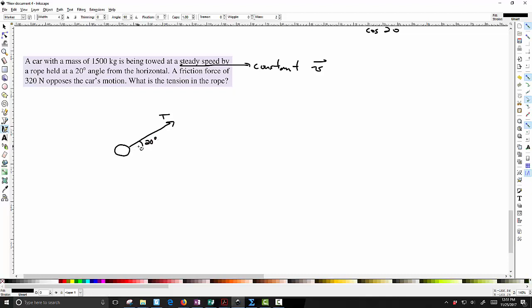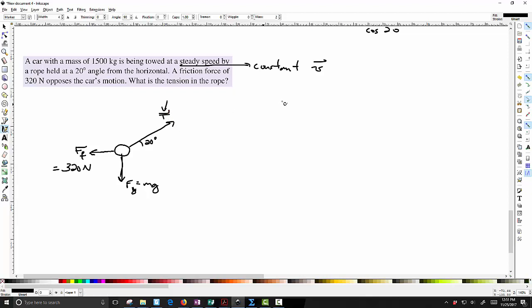Okay. I could put a little dotted line. We don't need to. And then I'm going to have some gravity. So I'll have the force of gravity here, which is equal to mg. And then it says that there's a friction force that opposes the motion. So I would have a friction force in this direction. This would be my force of friction, and this is going to be 320 newtons. And then it says, what's the tension? So we're looking for that.